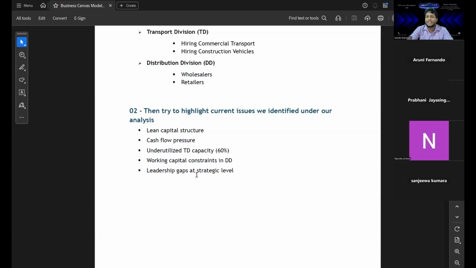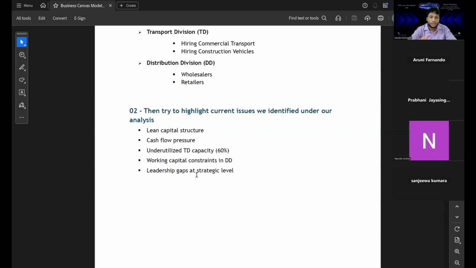Please go to the analysis at some point here. Don't waste your time filling up this diagram. What you need to do is recall the knowledge you learned and the analysis we did in the classroom, and add more here. I have highlighted lean capital structure also. It is better if you keep the case study with you while watching this video, then it will be very easy for you to follow.